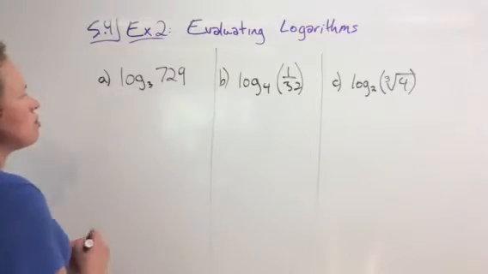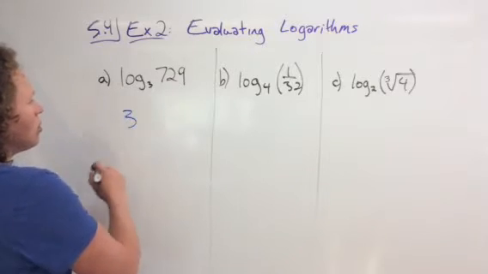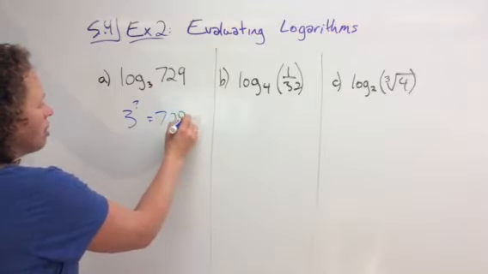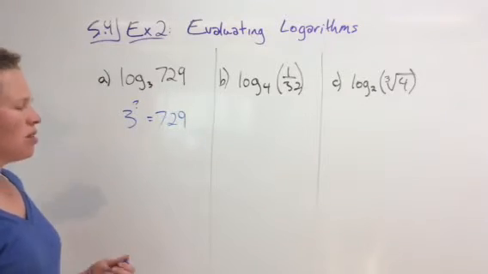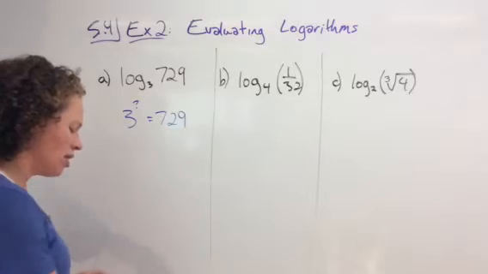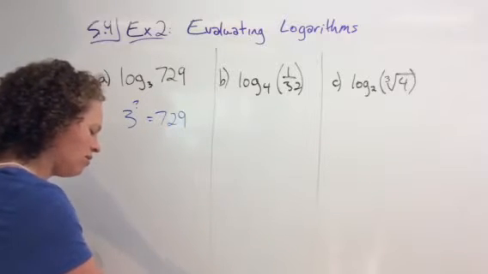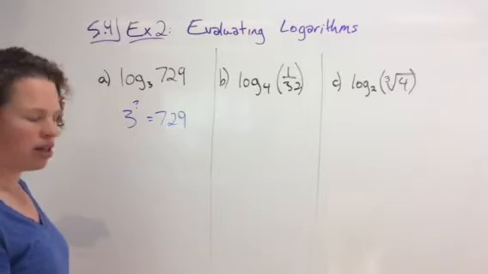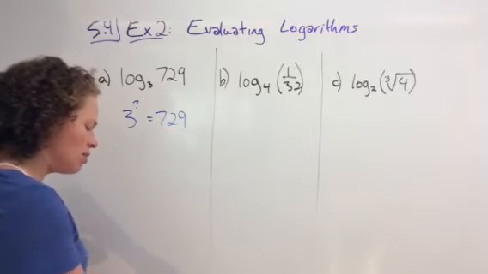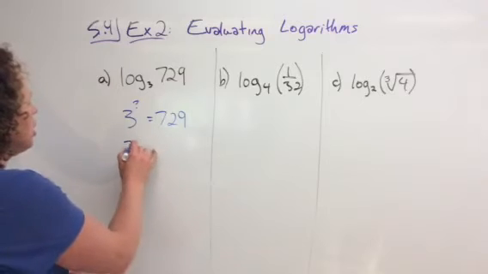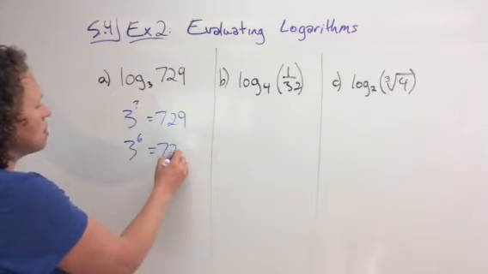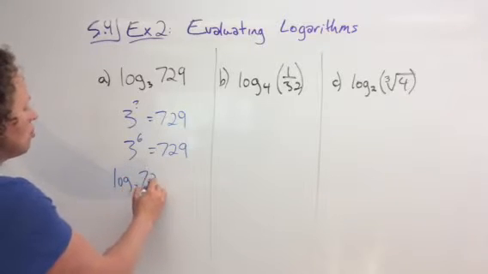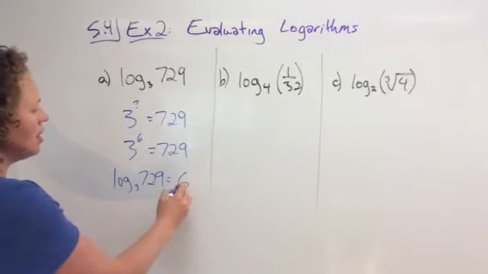So what we want to do is write that in more familiar terms: 3 to the power of what equals 729. Now, I can just go on my calculator, and 3 to the power of 5 equals 243. That's not quite enough. But if I went one more times 3, then that would work. So I know that 3 to the power of 6 equals 729. Therefore, the evaluation of log base 3 of 729 equals 6.